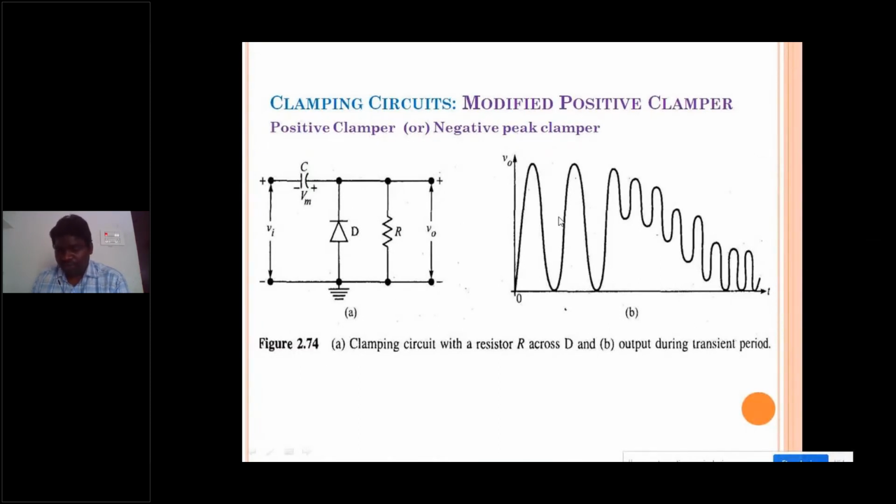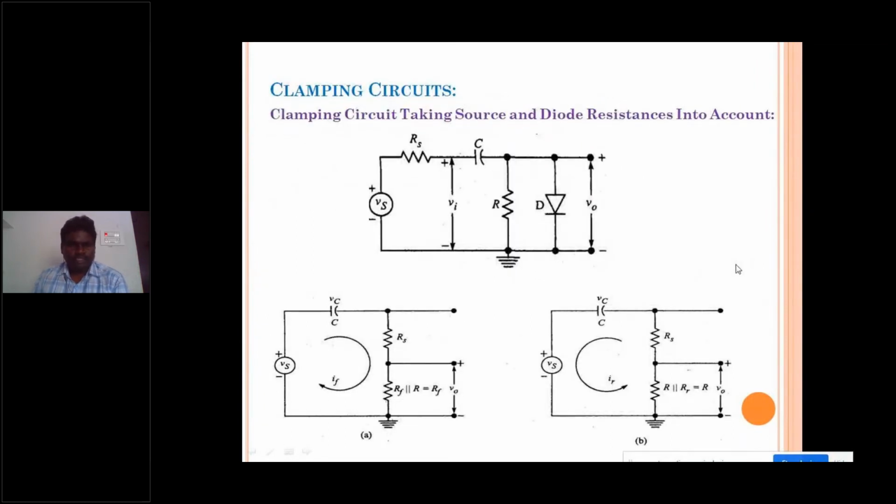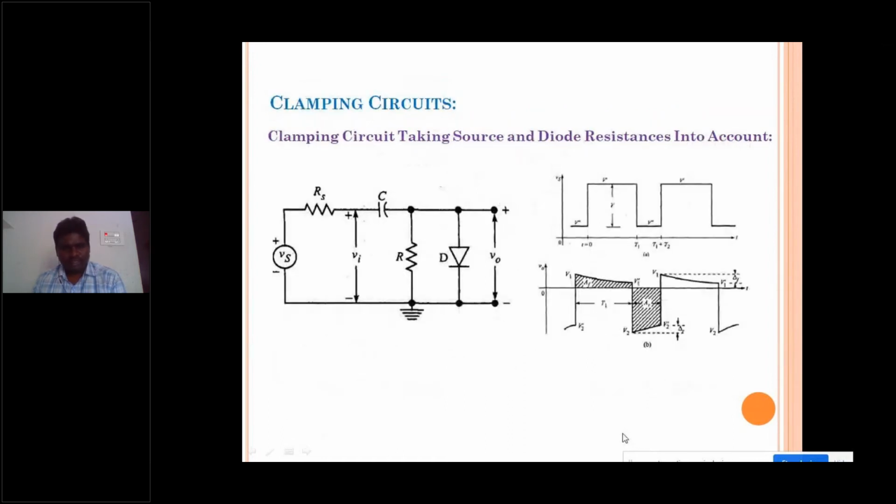Why are we modifying the circuit? Because if the amplitude of the input suddenly changes, it is not possible to change the output amplitude without resistance. That is the reason we are placing it, so that after some cycles, it will come to the desired value. Now this is the clamping. What will happen if you take the source and diode resistances into account? Then the resultant circuit has source resistance Rs, and when the diode gets forward biased, we take Rf into account. Then the resultant circuit will become like this.